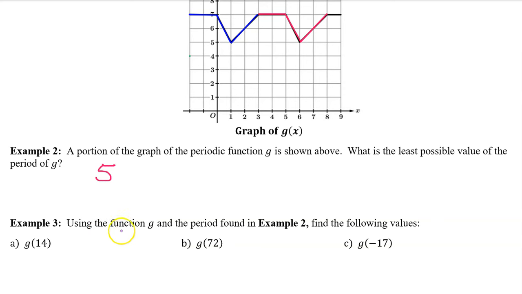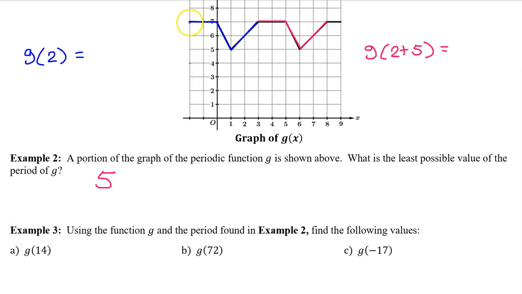Example 3. Using the function g and the period found in example 2, find the following values. Because the period is the change in input value that it takes for the function to repeat, adding or subtracting the period with any input value will give you the same output value. For example, g at 2 is 6. Now, if we take that 2 and add the period of 5, that gives us g at 7. And guess what? g at 7 is also 6.